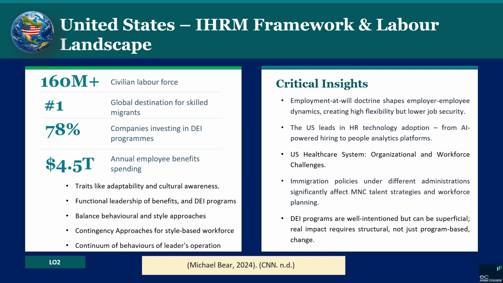Likewise, explaining the United States IHRM framework and labor landscape, with a civilian labor force of over 160 million, being the top destination for skilled migrants, 78% of companies investing in DEI programs, and $4.5 trillion in annual employee benefits, highlights the complex environment leaders operate in.